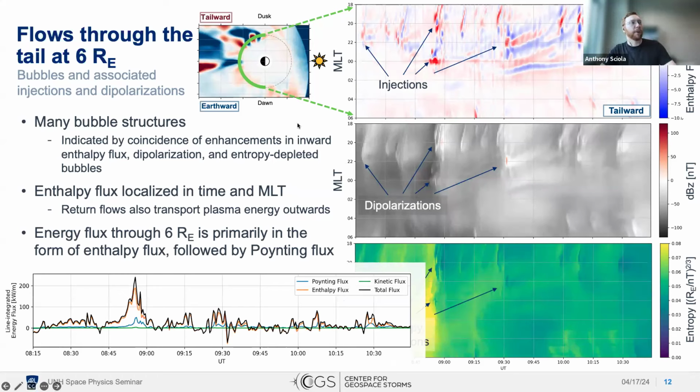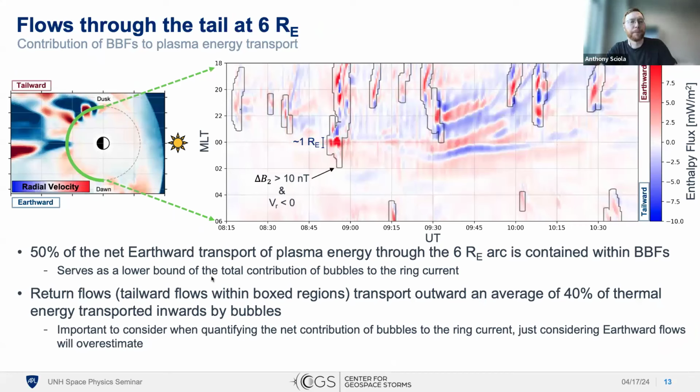Also, really quickly, if I do a quick summary or a quick integration of the total energy as it crosses this arc, we find that the energy flux is primarily in the form of enthalpy flux, or it's already in the form of plasma energy as it goes through that arc, only then followed by the flux of magnetic energy. So to actually quantify the contribution to ring current buildup, basically we have this algorithm for picking out both the bubbles themselves and the regions on either side of them to include the effect of those return flows, because they wouldn't be occurring without the bubbles.